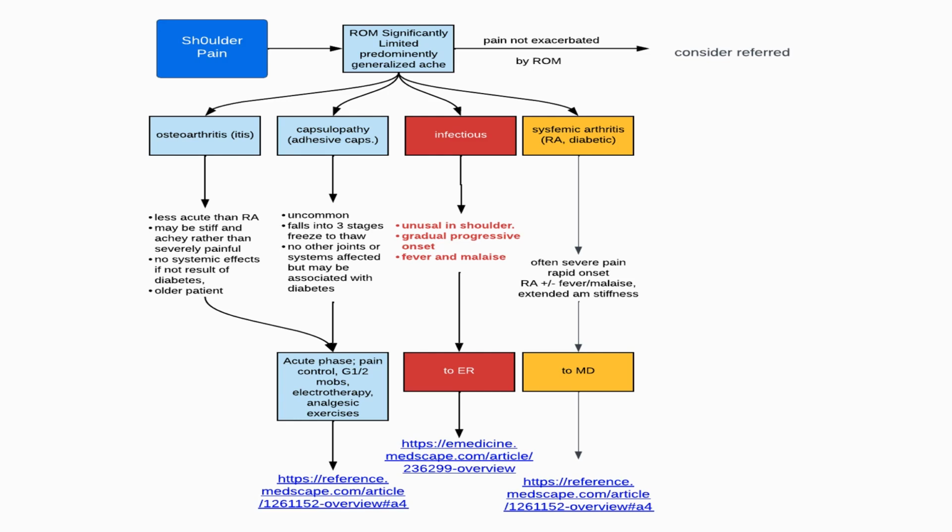There's no systemic effects if it is osteoarthrosis to osteoarthritis. And it's going to be an older patient, obviously, or a younger patient with a history of fairly severe trauma to the shoulder that's degenerated early.